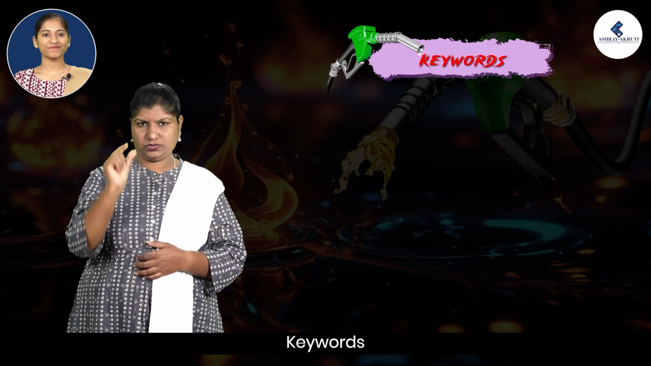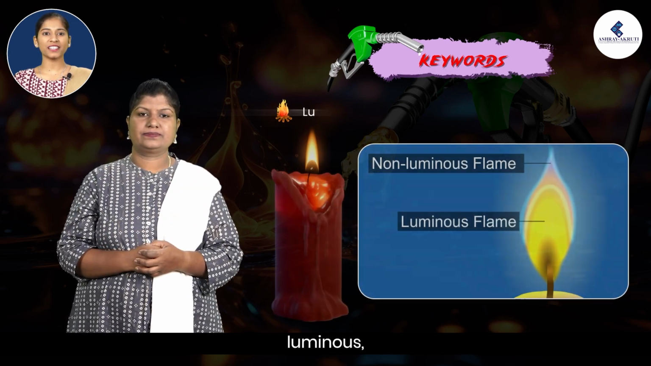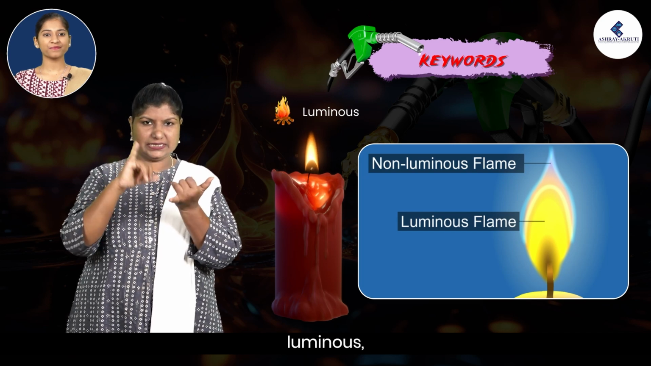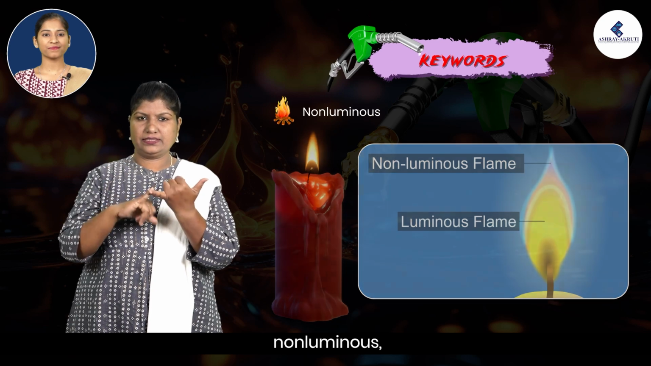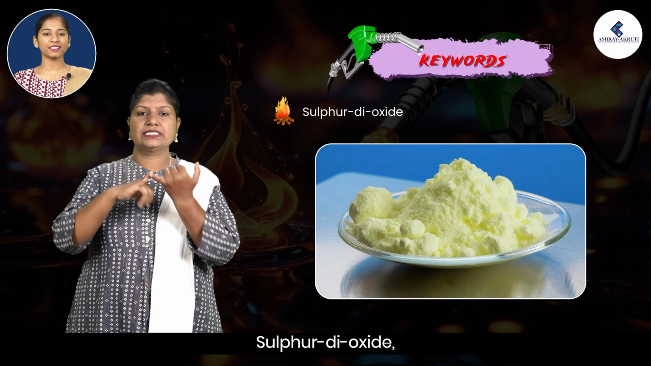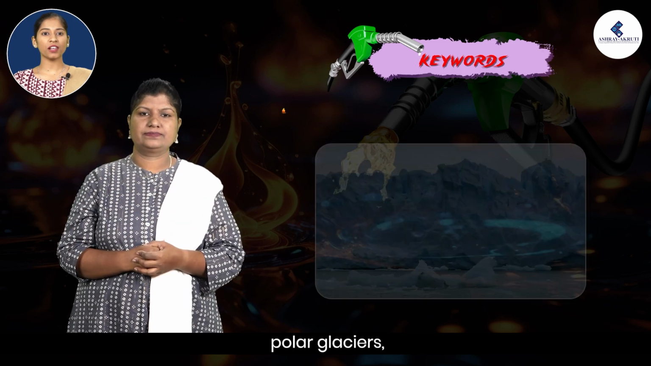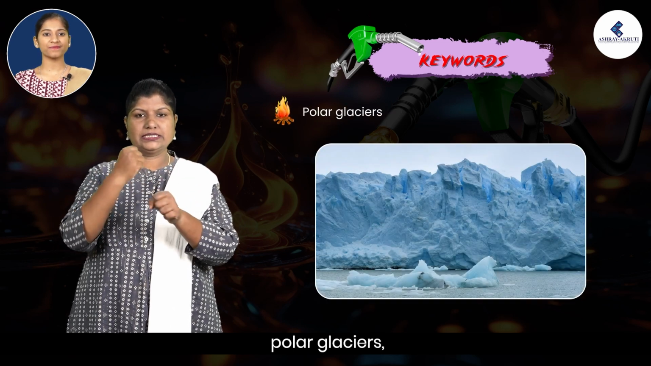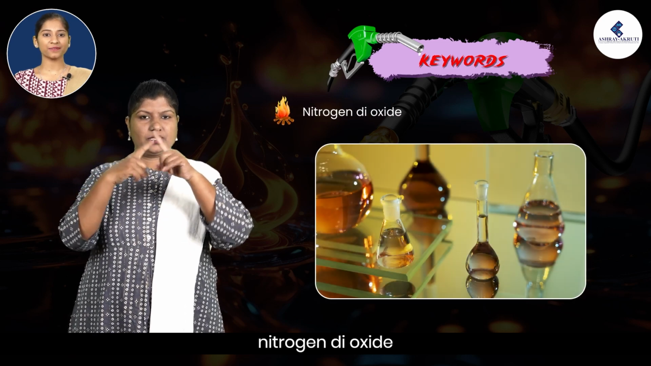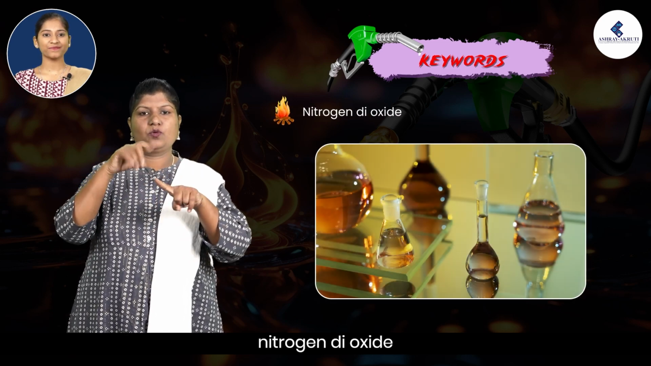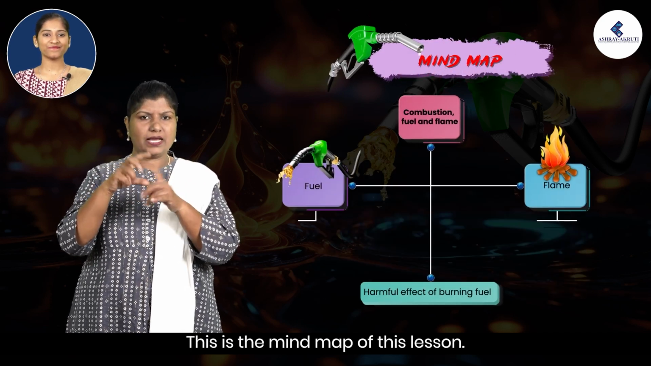Keywords. Combustion, luminous, non-luminous, sulfur dioxide, polar glaciers, nitrogen dioxide. This is the mind map of this lesson.